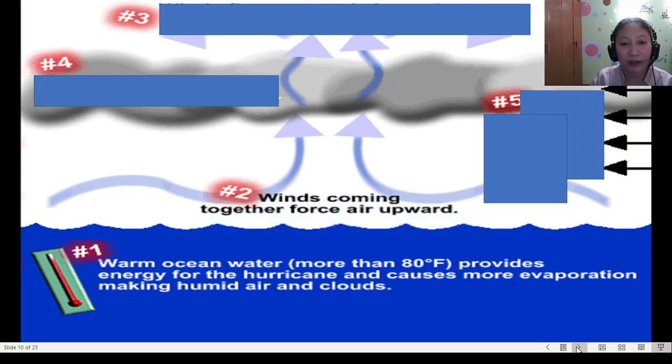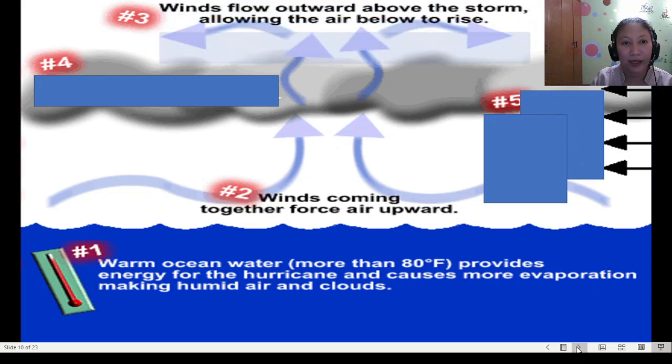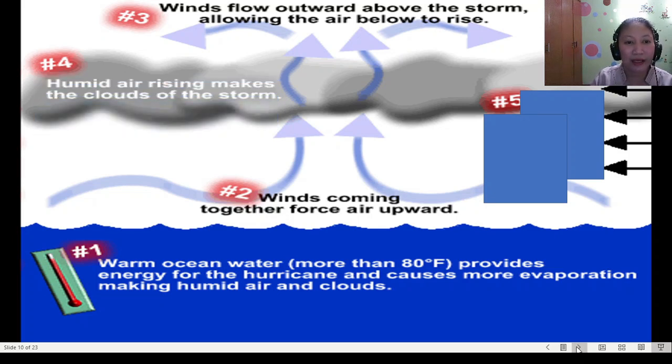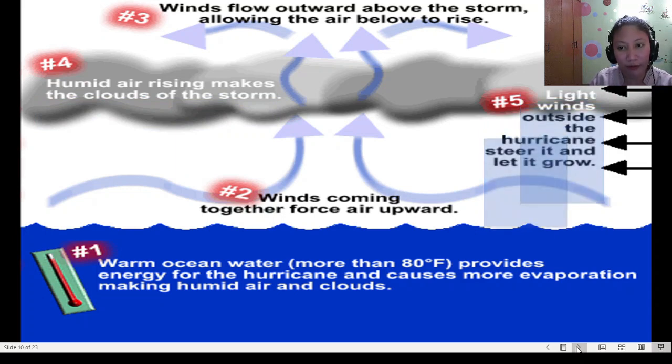So, winds coming together force air upward kasi nga hot air rises. And then, winds flow outward above the storm, allowing the air below to rise. So, may palitan ng init at lamig na hangin. So, aangat yung mainit, lalabas yung malamig, init, lamig, hanggang sa umikot yan. Humid air rising makes the clouds of the storm. So, dun pala siya nabubuo, yung clouds.